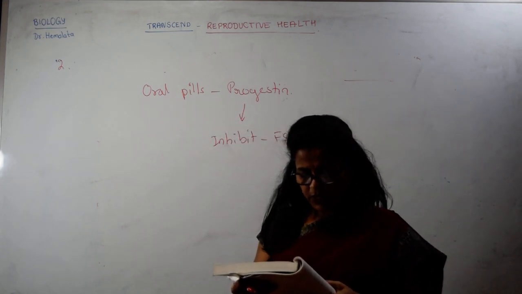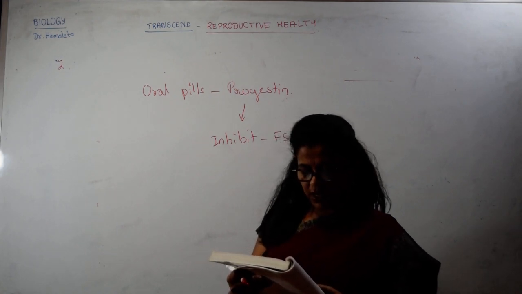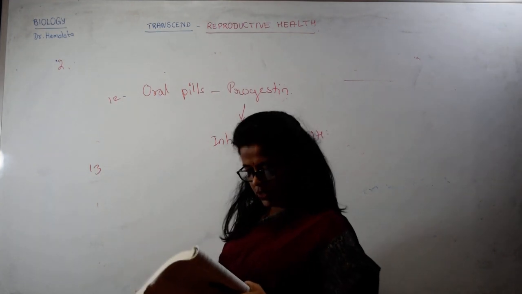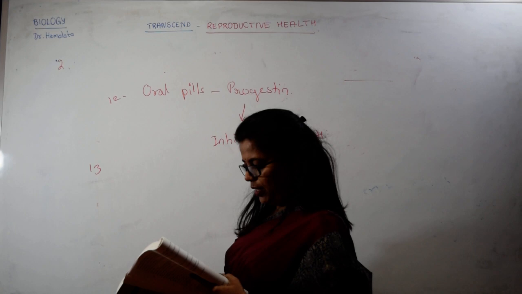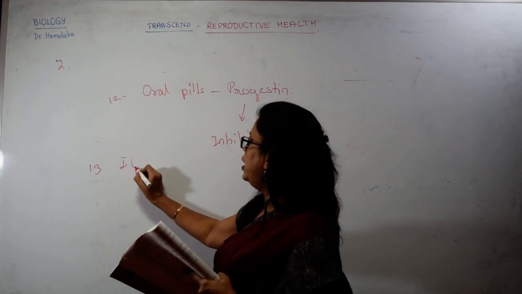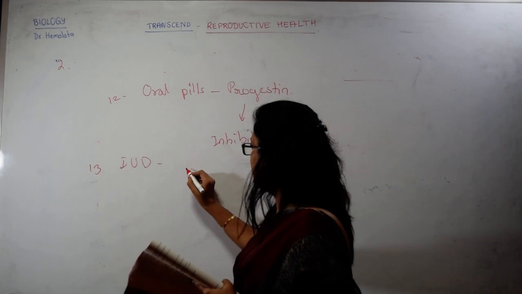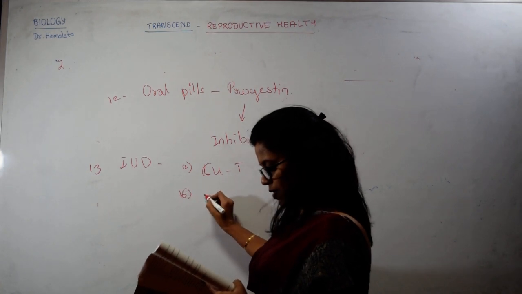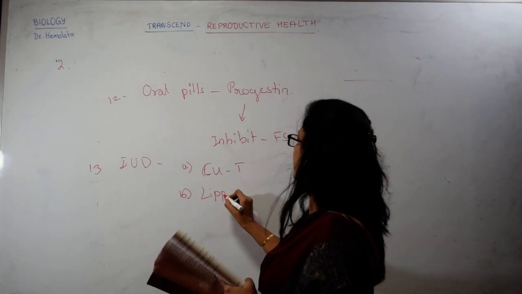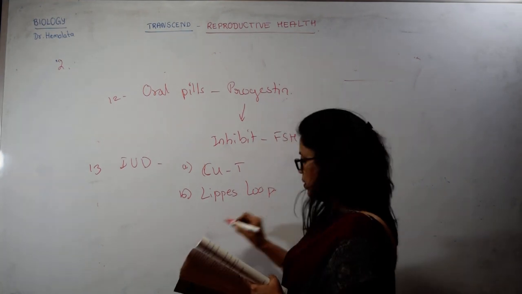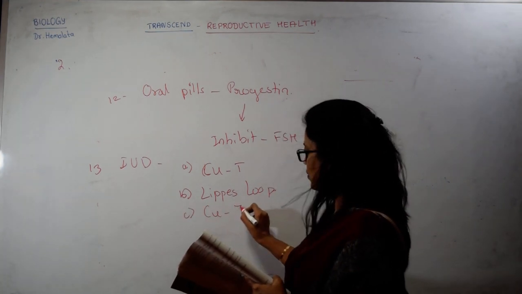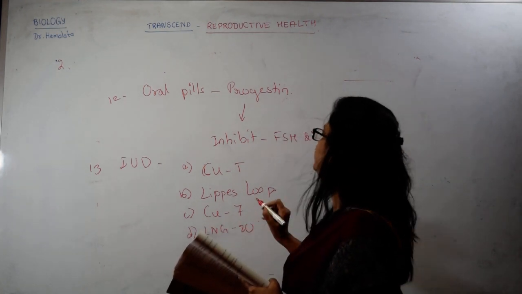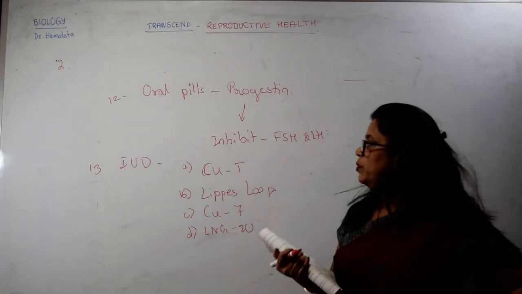Next, which of the following is a non-medicated intrauterine device? That's the 13th question. About the IUD they asked which is non-medicated. The A option is Copper T. The B option is Lippes loop. C is Copper 7. D is LNG20. See, you got so many ideas now.